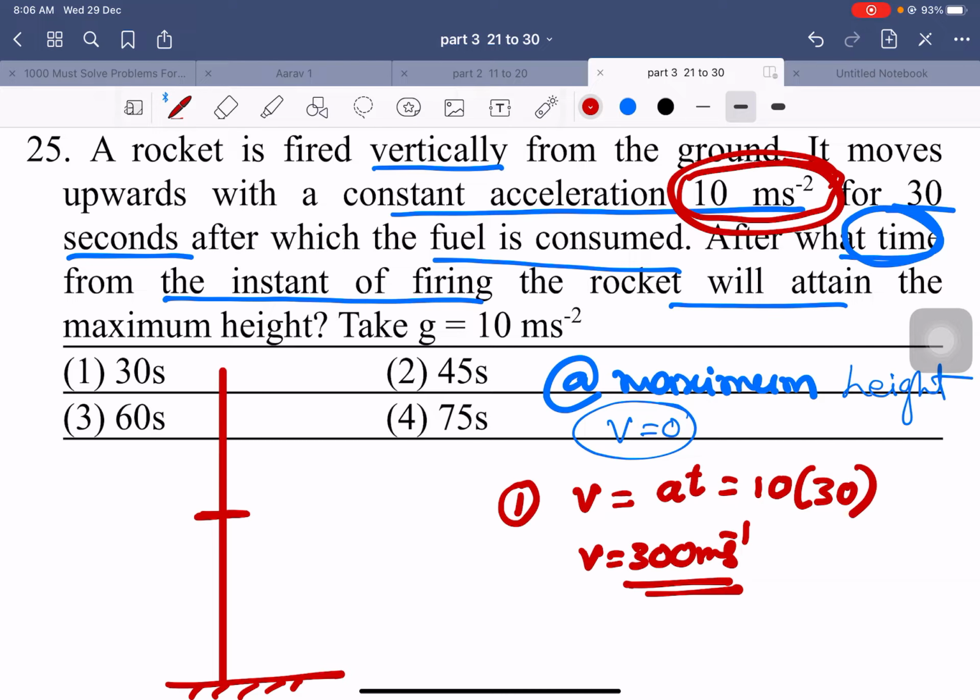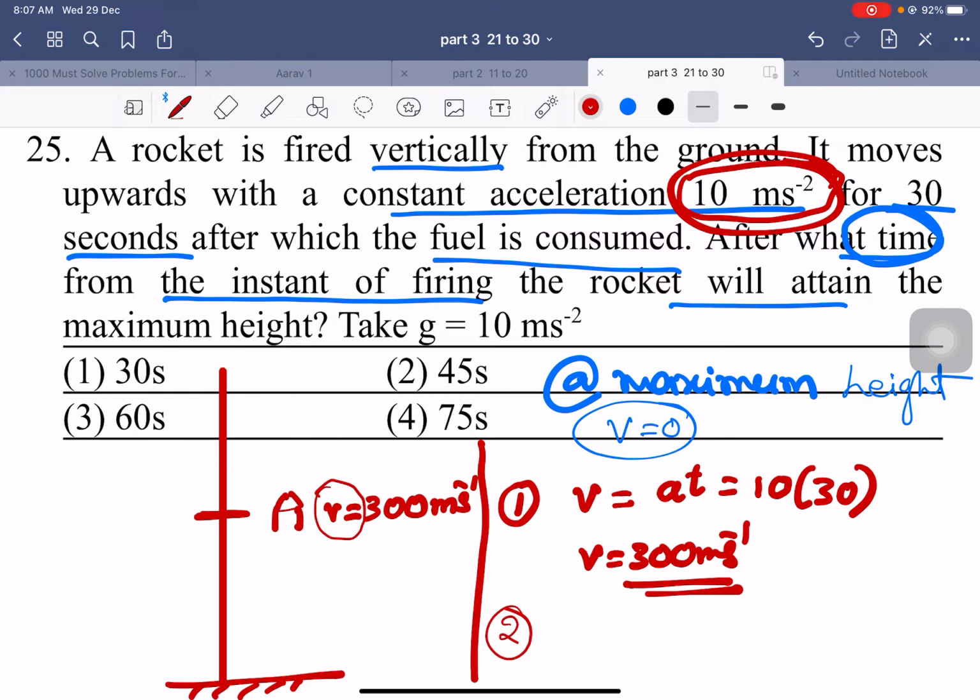At the end of 30 seconds, the rocket will be here, and it will be having a speed equal to 300 meter per second. Now, the rocket will reach the maximum height when its velocity becomes 0. Its velocity has to become 0. When that happens, we will calculate.